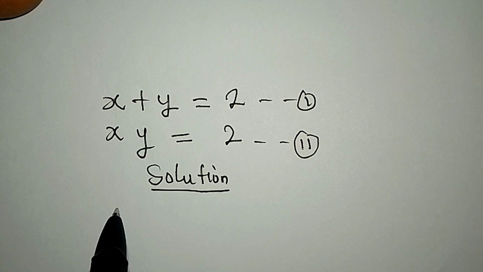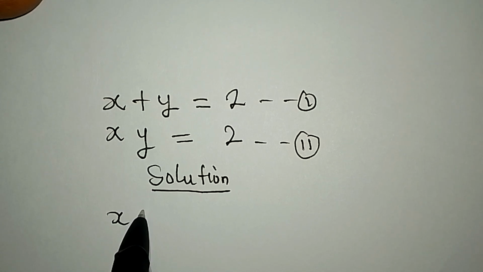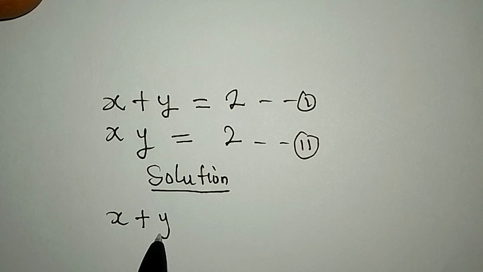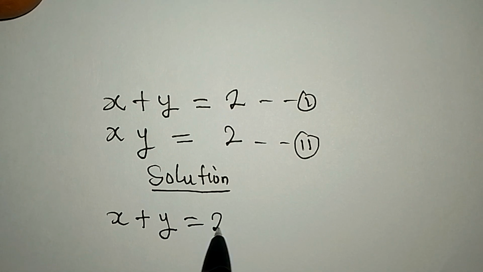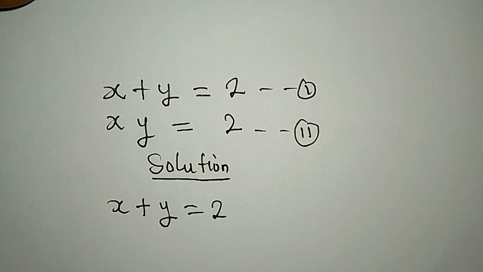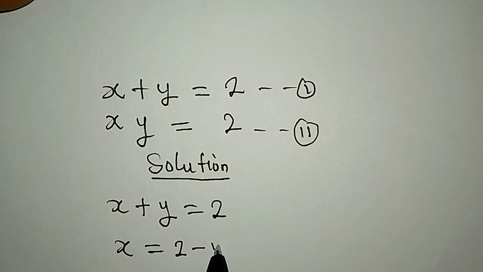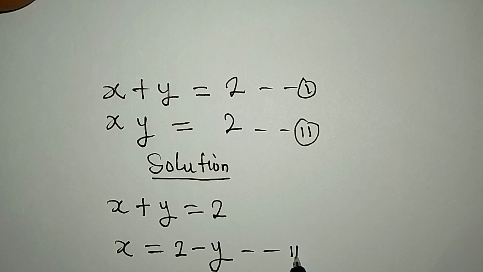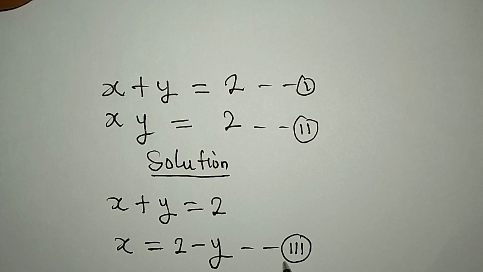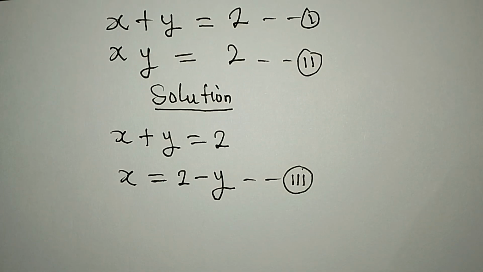From equation 1, where we got x plus y equals 2, let's make one of them the subject. Let's say x. If we make x the subject, we'll have x equal to 2 minus y. This becomes our equation 3. Mind you, we'll get back to this equation 3.